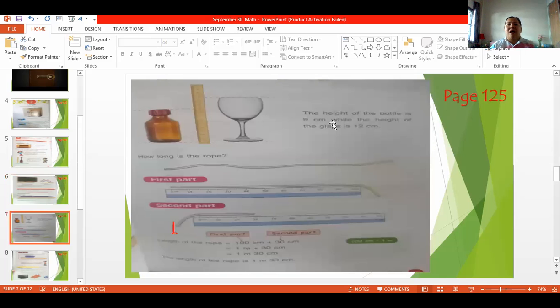This is another example. So here, that is the measure, the length. So let's go to height. How long is the roof? Or the height of the bottle is 9 centimeters, while the height of the glass is 12 centimeters.